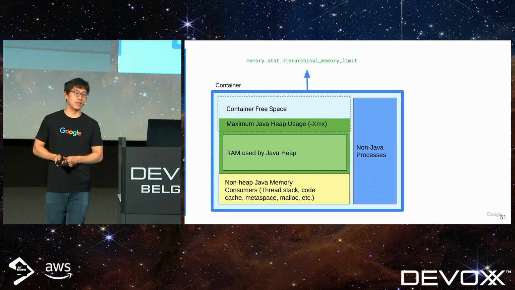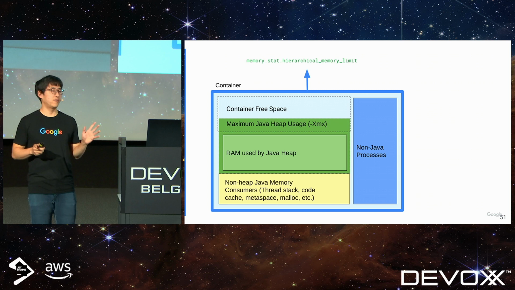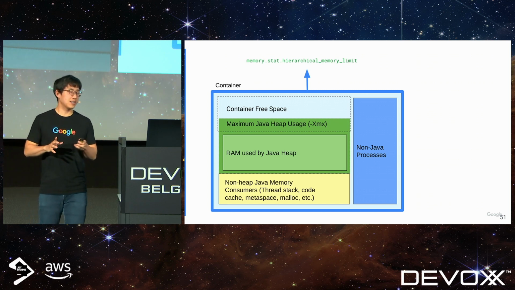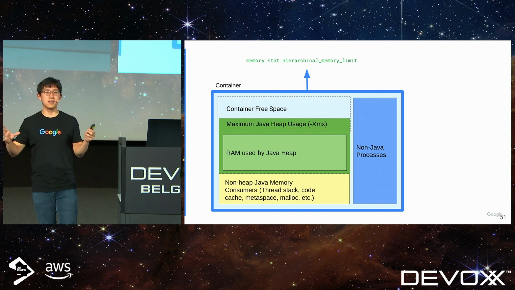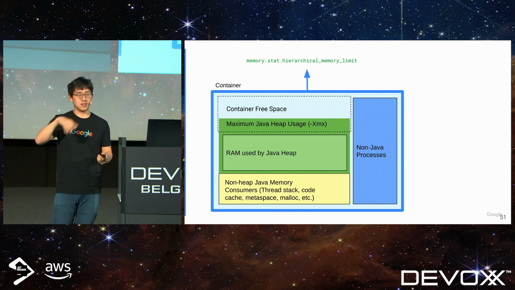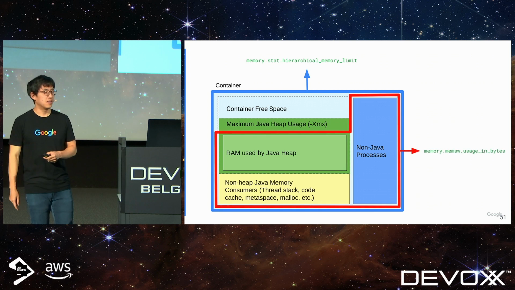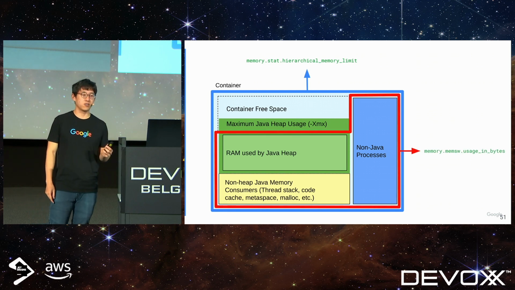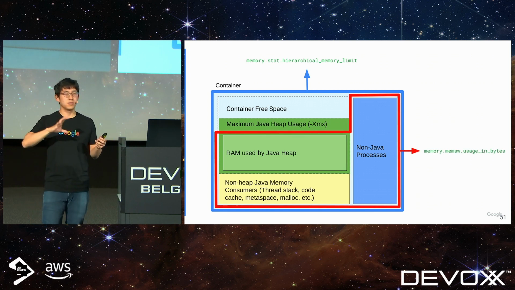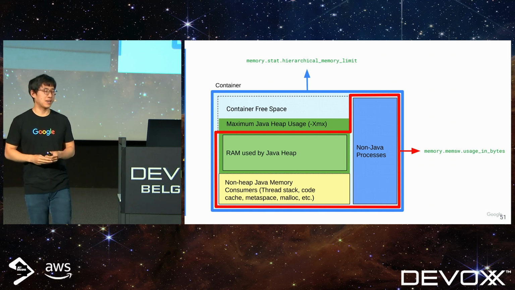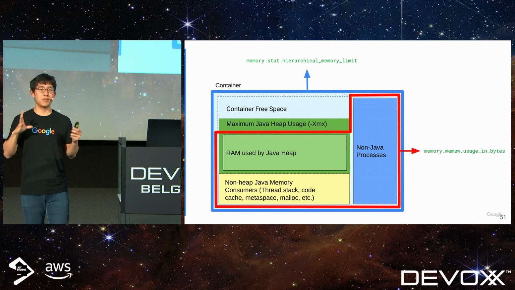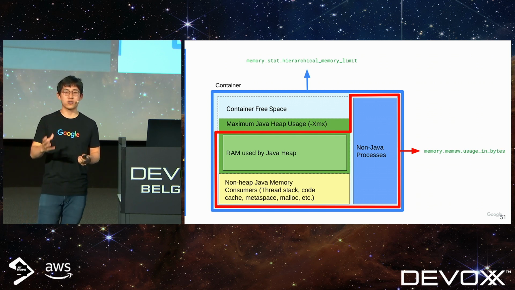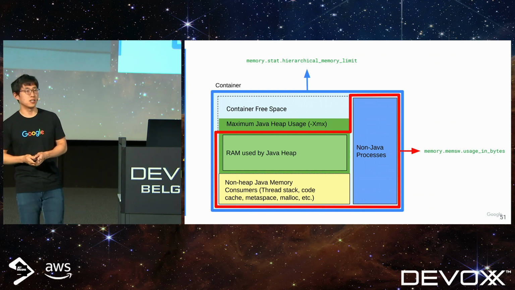So just again, looking at the memory model that we had in the first few slides, the memory.stat hierarchical memory limit value corresponds to the total limit of memory usage of the container, so basically the whole box. And then the usage_in_bytes cgroup information contains basically the usage. And keep in mind that this is the actual usage. So let's say Xmx is really large. Well, it doesn't care about the value of Xmx. It just cares about the actual amount of RAM being used by the Java process.